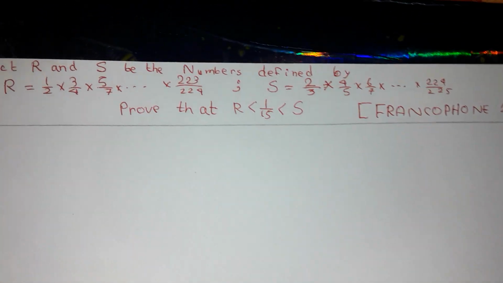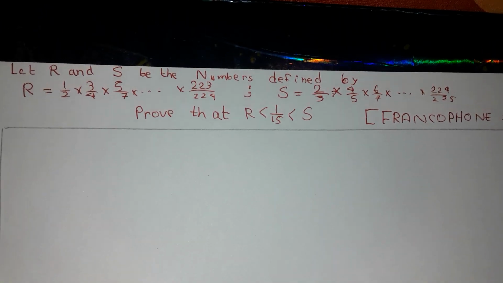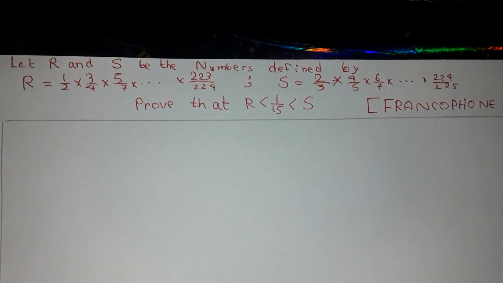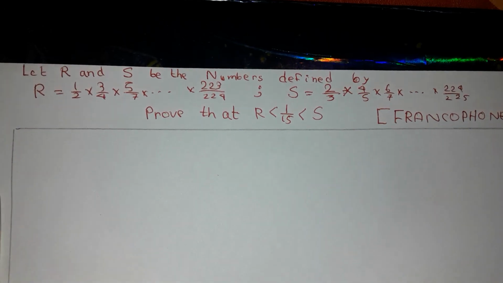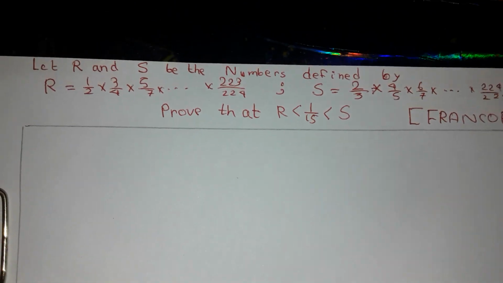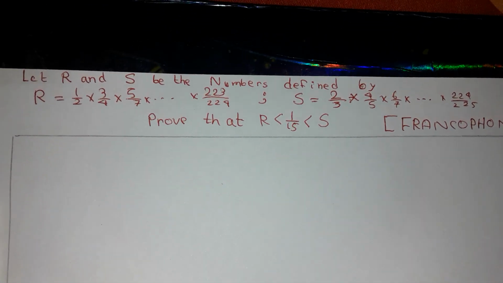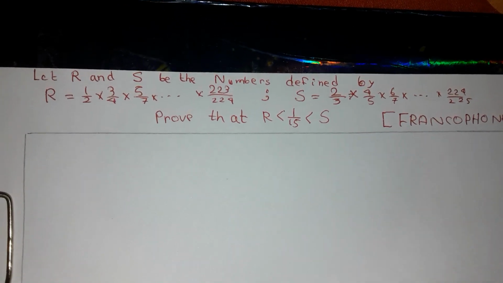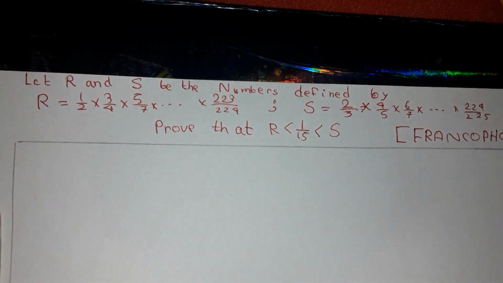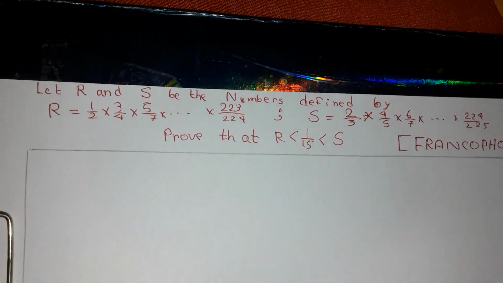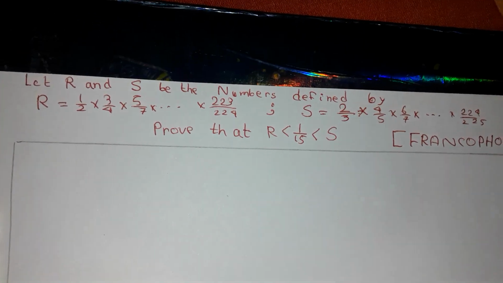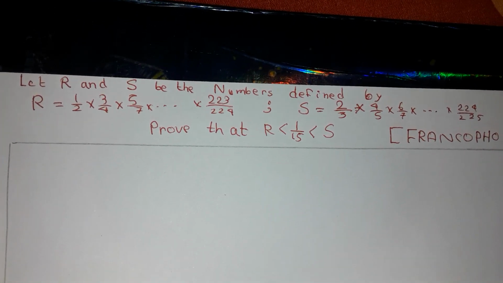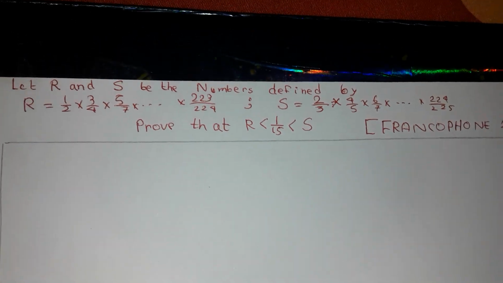The question reads: let R and S be the numbers defined by R equals 1 by 2 times 3 by 4 times 5 by 7 times, and so on till 2^3 by 2^4, and S is defined by 2 by 3 times 4 by 5 times 6 by 7, and so on till 2^4 by 2^5. We have to prove that R is less than 1 by 15, which is less than S.